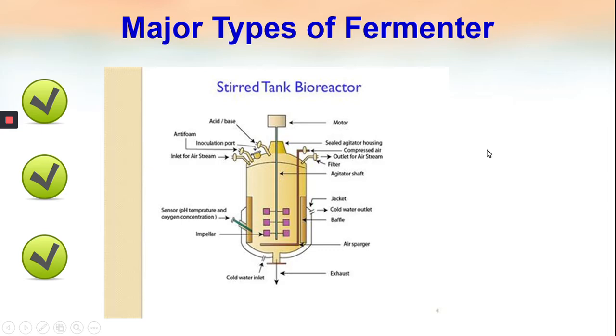Okay, this is the schematic diagram that shows to you the stir tank bioreactor. So when we talk about stir tank, definitely this fermenter has a component called a stirrer, or we call it an agitator, or we also call it an impeller. The function of the stirrer or agitator or impeller is to ensure that the nutrients inside the medium are distributed evenly, as well as to distribute the oxygen evenly throughout the tank.